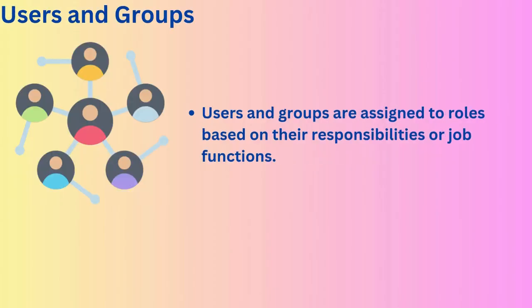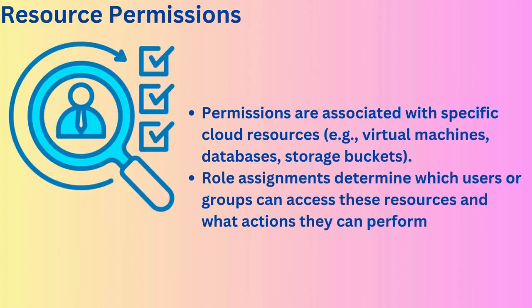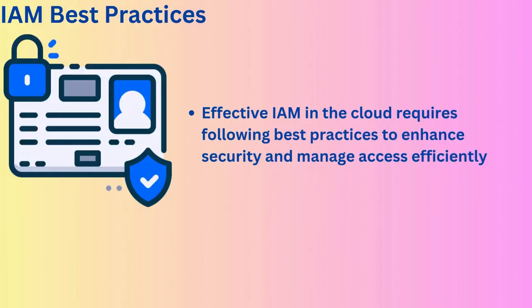Users and groups. Users and groups are assigned to roles based on their responsibilities or job functions. For example, a user in the developer group may have access to development resources, but not production ones. Resource permissions. Permissions are associated with specific cloud resources: virtual machines, databases, storage buckets. Role assignments determine which users or groups can access these resources and what actions they can perform.